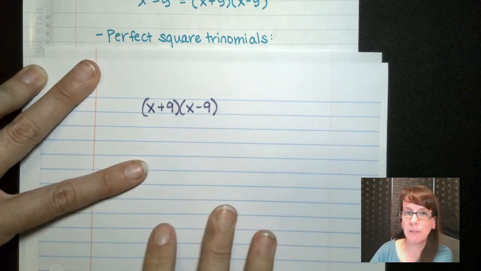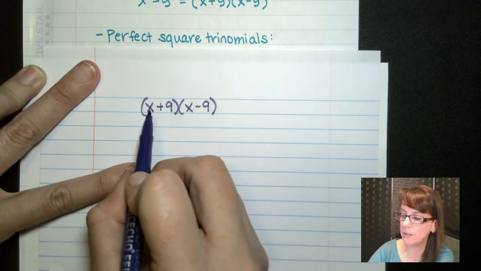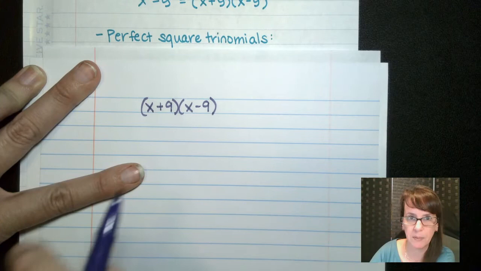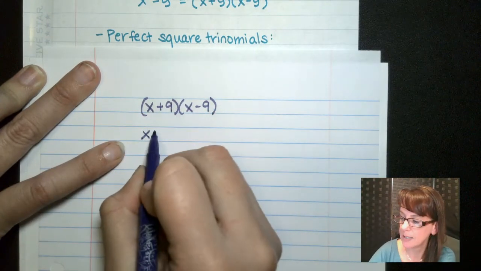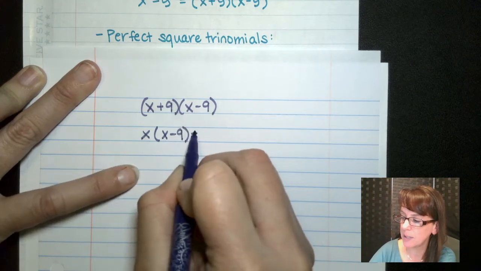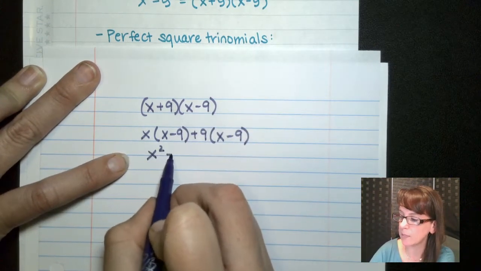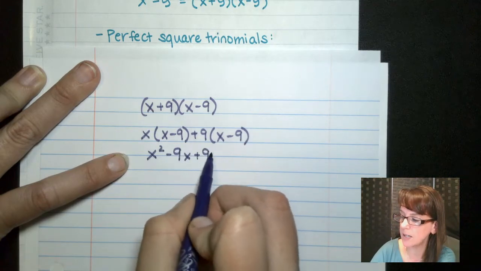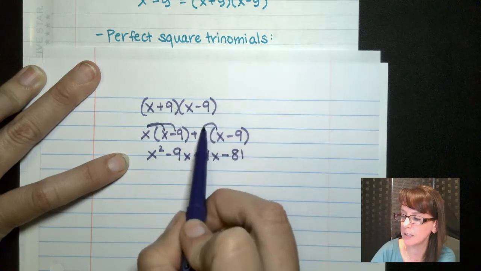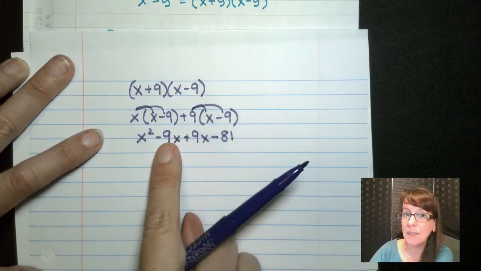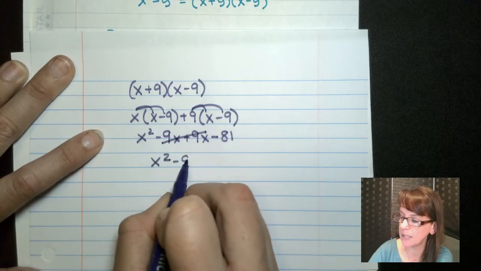Let's say I use my FOIL method, or let me use the distribution method to multiply this out. So I'm going to take x and multiply it by these two things. So x times x minus 9 plus 9 times x minus 9. I'm going to get x squared minus 9x plus 9x minus 81. I just distributed here, here, and then here and here. Okay, negative 9x, positive 9x, those cancel out and I get x squared minus 81.